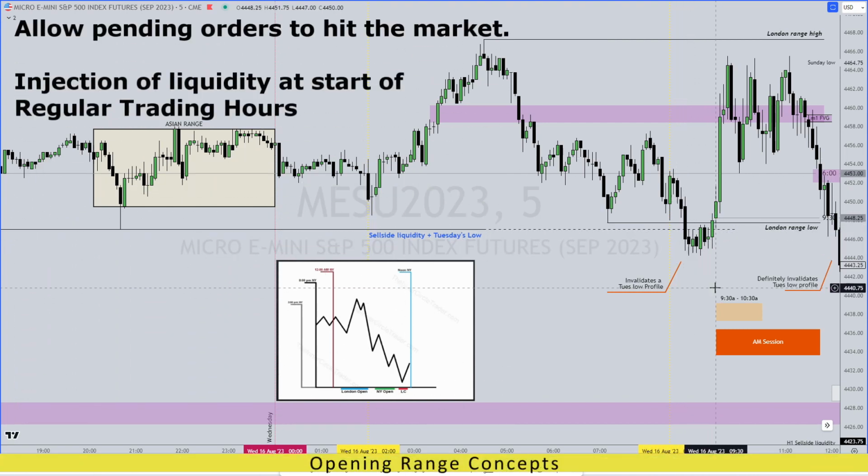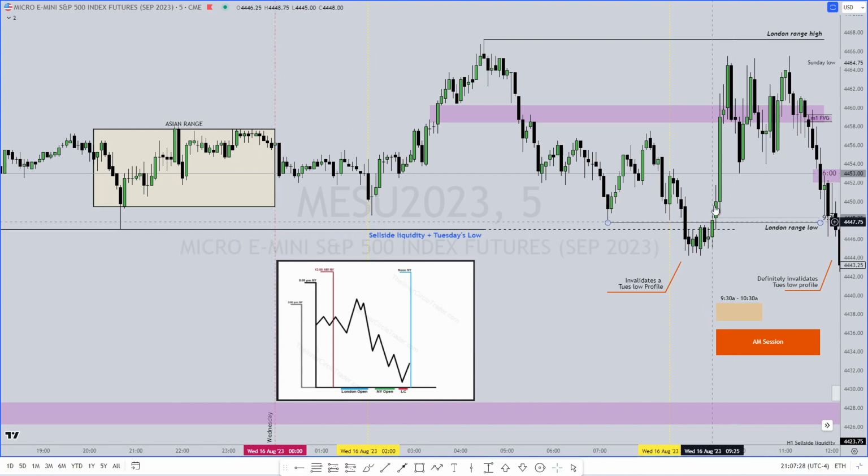So I'm waiting for the 9:30 open. 9:30 to 10 is information gathering time. It's not trading time for me. So between 9:30 and 10, what I see is an aggressive run up, not clearing the London range high. So clue number 1, price is modeling a London normal protraction bearish profile.